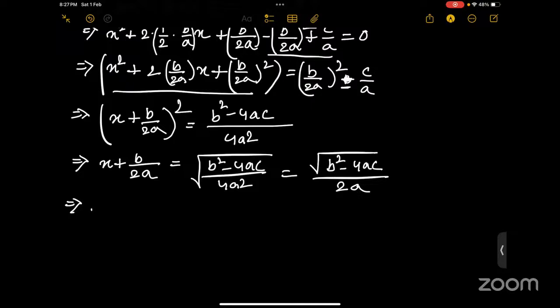In the next line, we can get x will be equal to minus b plus minus the square root.